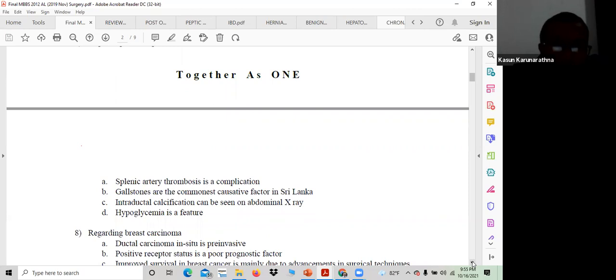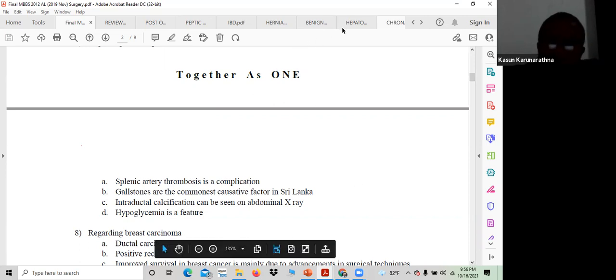Intraductal calcification can be seen on abdominal X-rays. Yes, there will be dystrophic calcification. Hypoglycemia is a feature. Yes, during endocrine failure you get hyperglycemia. At the same time, in chronic pancreatitis, your glucagon secreting cells will also get disrupted. So you can get hypoglycemia as well, right?